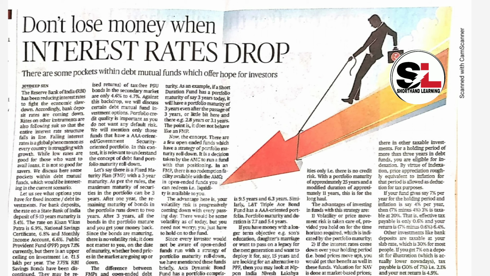Now the concept. There are a few open-ended funds which have a strategy of portfolio maturity roll down. It is a decision taken by the AMC to run a fund with that positioning. In an FMP, there is no redemption facility available with the AMC. In open-ended funds, you can redeem, that is, liquidity is available to you.